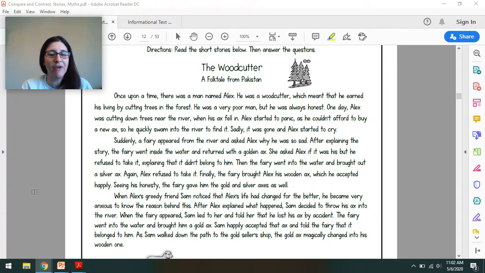When Alex's greedy friend Sam noticed that Alex's life had changed for the better, he became very anxious to know the reason behind this. After Alex explained what happened, Sam decided to throw his axe into the river. When the fairy appeared, Sam lied to her and told her that he lost his axe by accident. The fairy went into the water and brought him a gold axe. Sam happily accepted that axe and told the fairy that it belonged to him. As Sam walked down the path to the gold seller's shop, the gold axe magically changed into his wooden one.